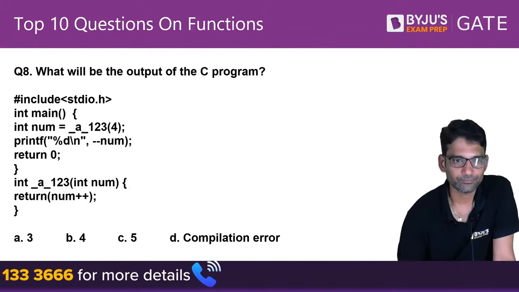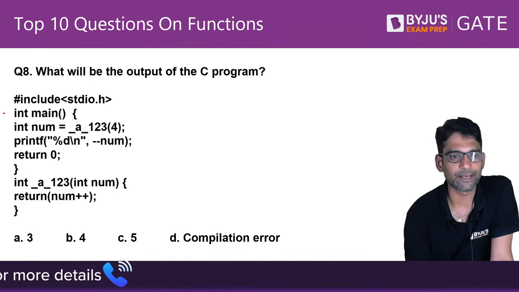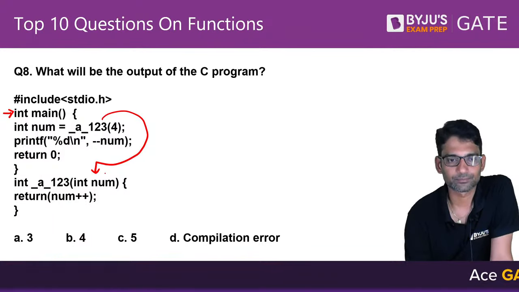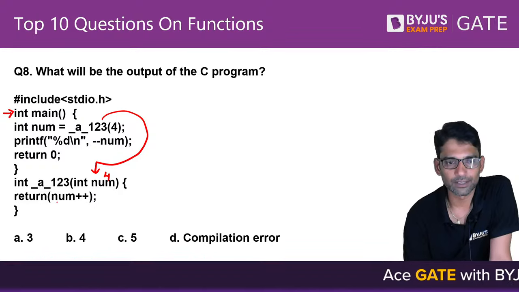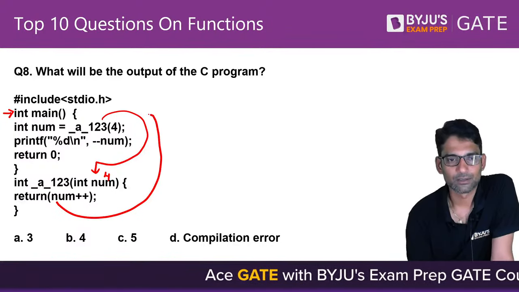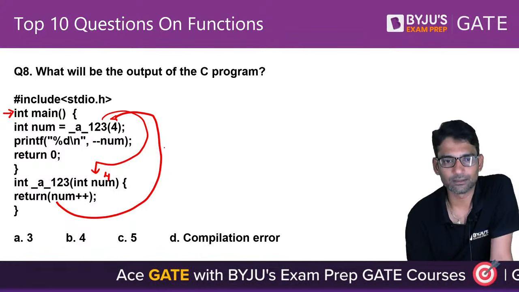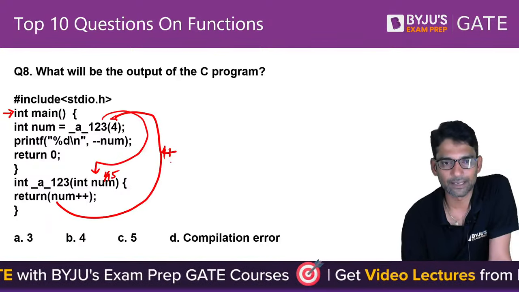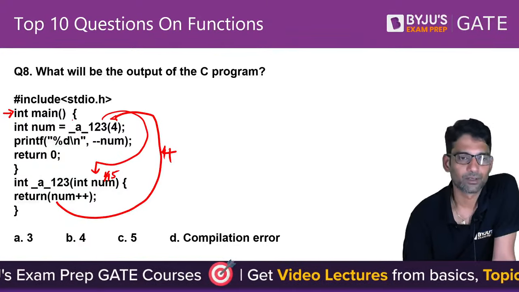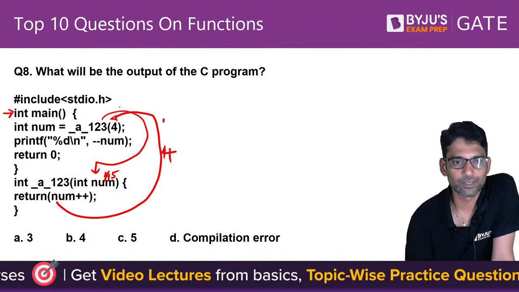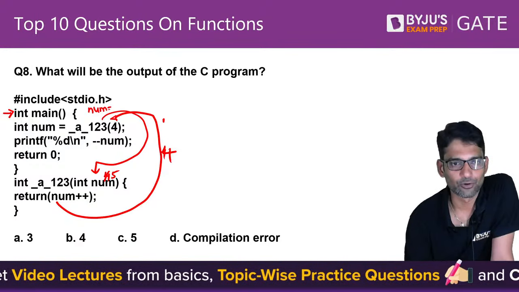Okay. So start the execution from main. num equals, this function is called. So here num is 4, return num++. That means it is post increment. So first it returns 4 and then here it becomes 5. But by that time 4 got returned. Now num is equal to 4 here.